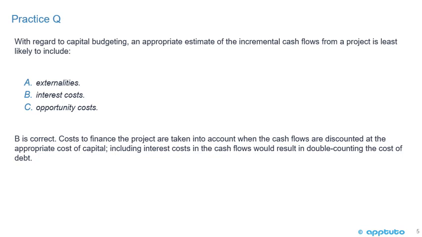So again, with regards to capital budgeting, an appropriate estimate of the incremental cash flows from a project is least likely to include B, interest costs. And that's the last slide for this LOS.